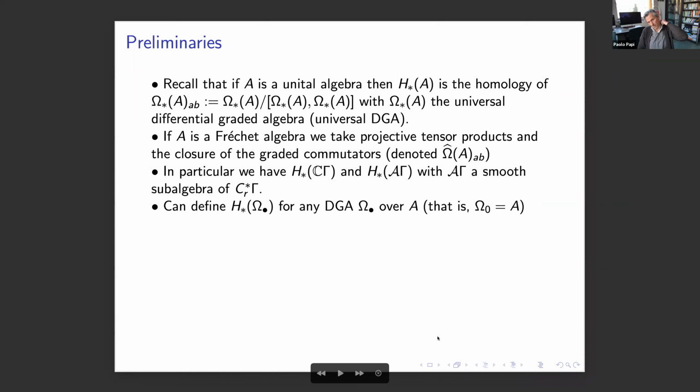Let me say right away that in fact, you can define these groups for any differential graded algebra over A. That means that omega 0 is equal to A, but then omega dot can be anything, but must be a differential graded algebra. This actually will be important for us, this remark that I just made.